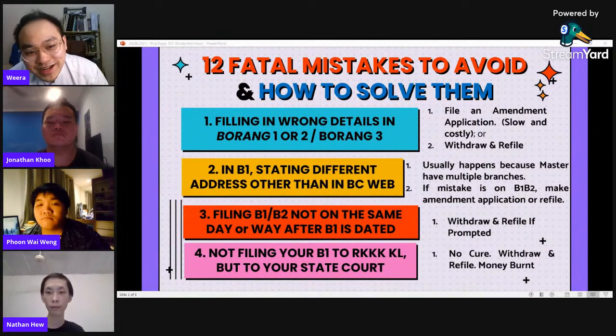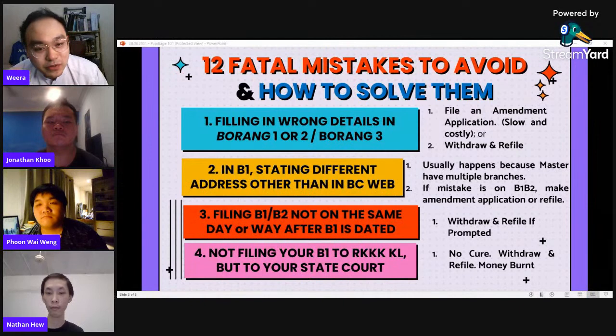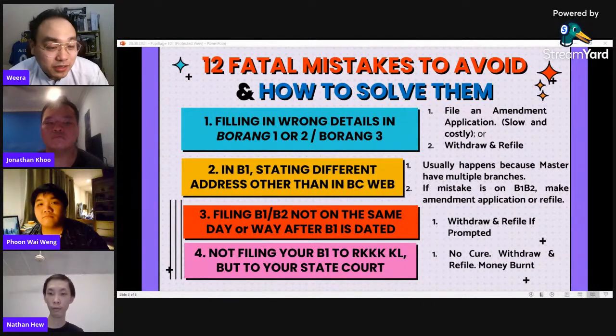But the problem here lies, what happens if you only know about this mistake, like I said just now, 3 months down the road? Now, if you have started your pupillage 3 months down the road, that means withdraw and refile may no longer be an option, because you don't want to waste 3 months of your pupillage period. So you would have to file an amendment application.